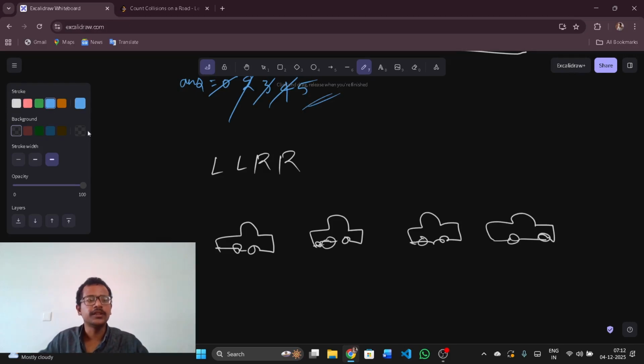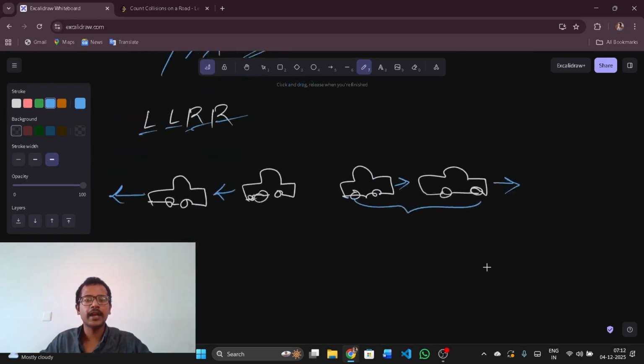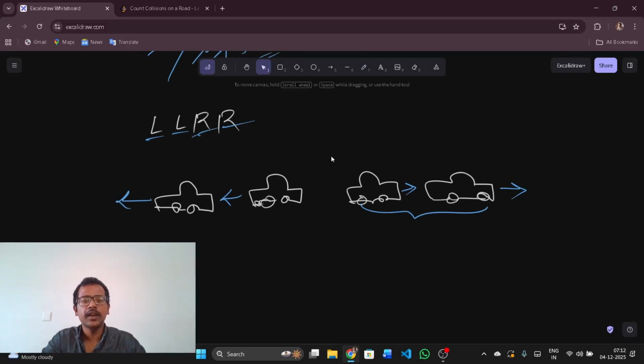Now, this car is moving in the left direction. Okay, this is moving in the left direction. This is moving in the left direction. Now, this car is moving in the right direction. This car is moving in the right direction. These two cars move in the same direction, let me tell you how they move.